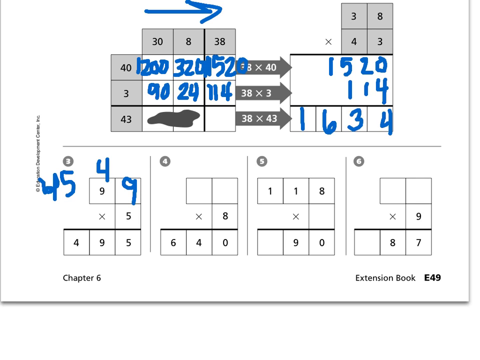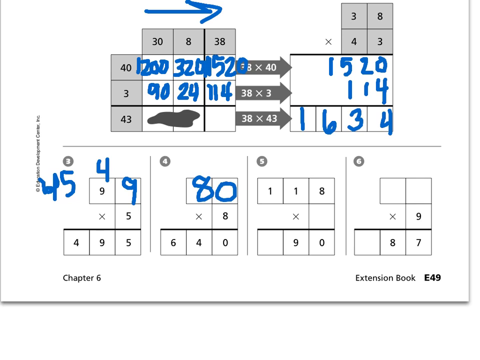For number 4, I can think about 640 divided by 8, or I can think about 8 times what will equal 0, and I know 0 will, and 8 times what will equal 64, and I know 8 times 8 equals 64. Now we need to work going down, and I need to figure out what this will equal.